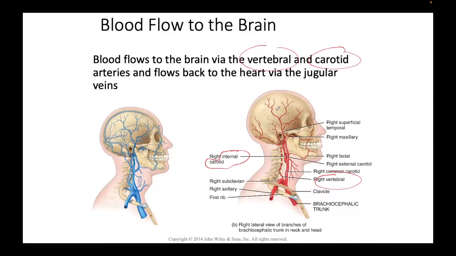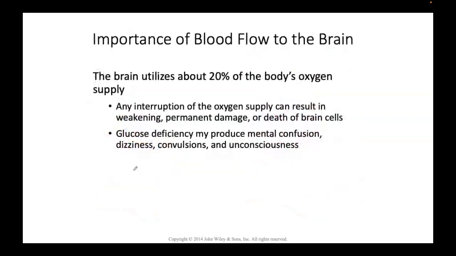And then after the oxygen and the glucose is brought to the brain and it becomes deoxygenated, it has to find a way to drain from the brain and get back to the heart. And that's where it's going to use the jugular veins. Okay, that's coming down back to the heart.